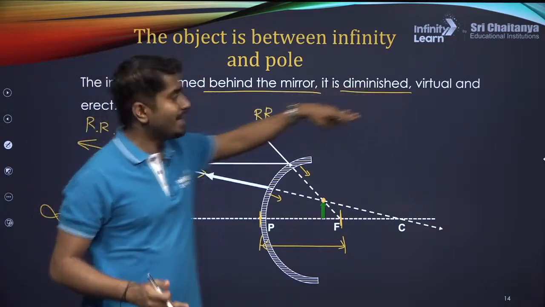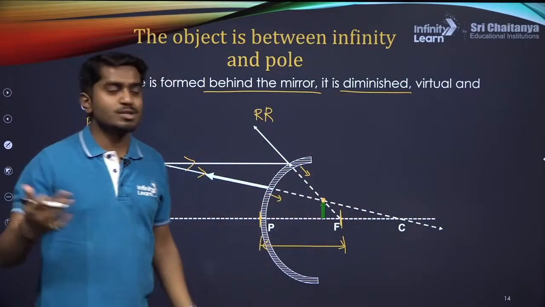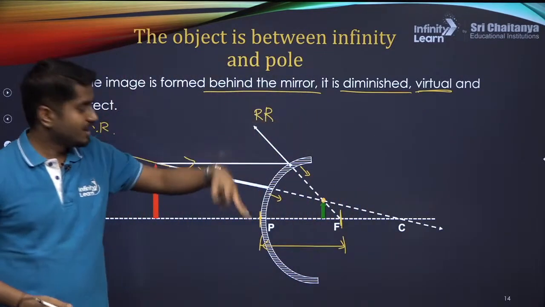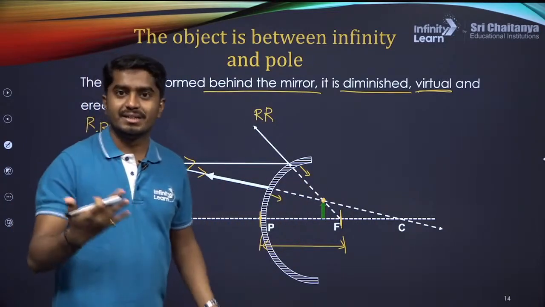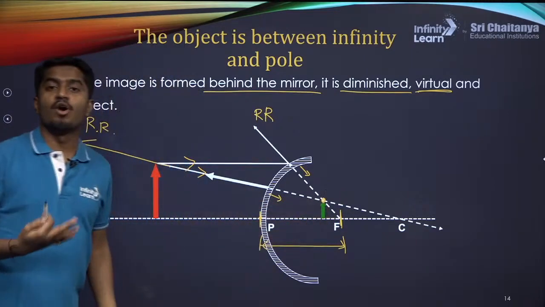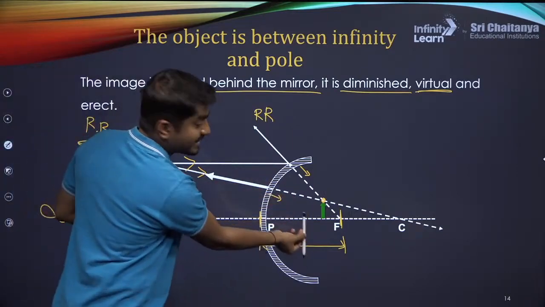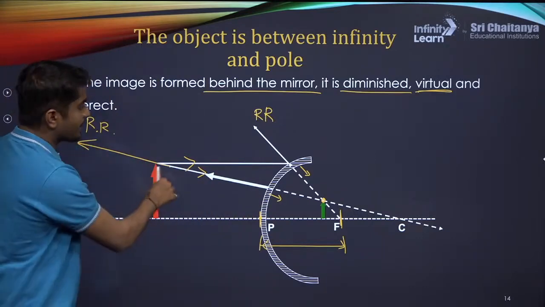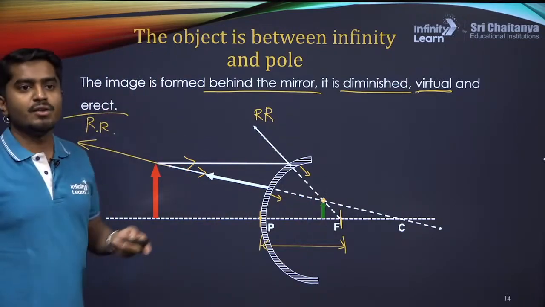Then virtual and erect. Whenever an image is formed behind the mirror, that is going to be virtual. जब भी मिरर के पीछे इमेज बनती है, वो वर्चुअल इमेज होती है. And erect means upright, सीधा. If the object and image are like this, upside down, that is going to be inverted. This is an upright image. So that is the meaning of erect. So these are the properties of this image.